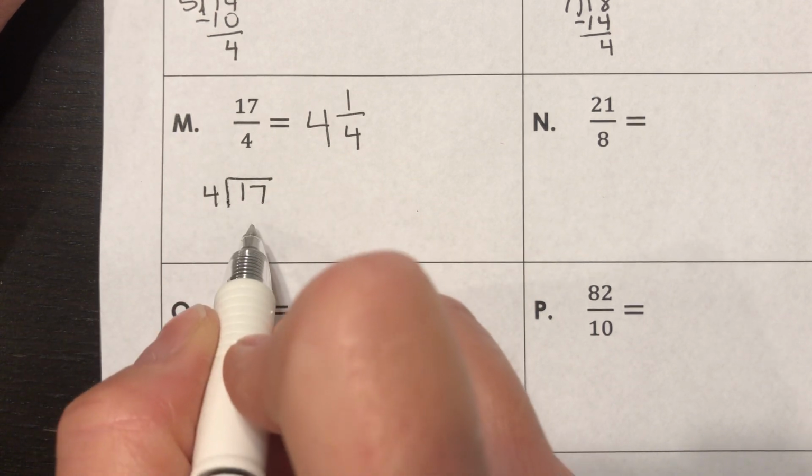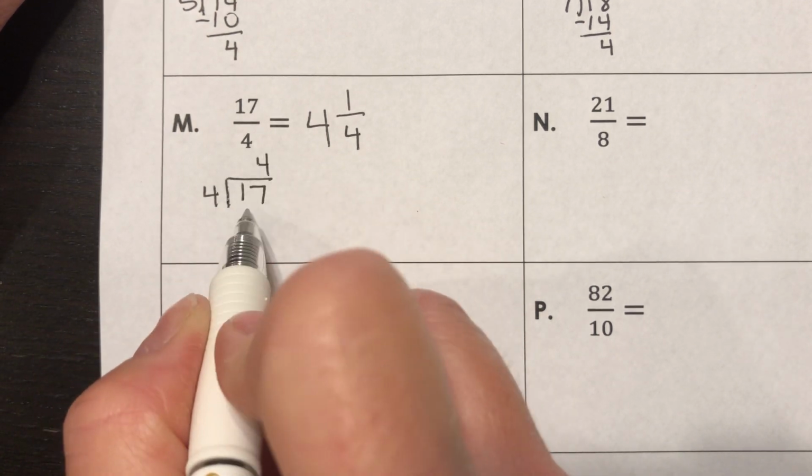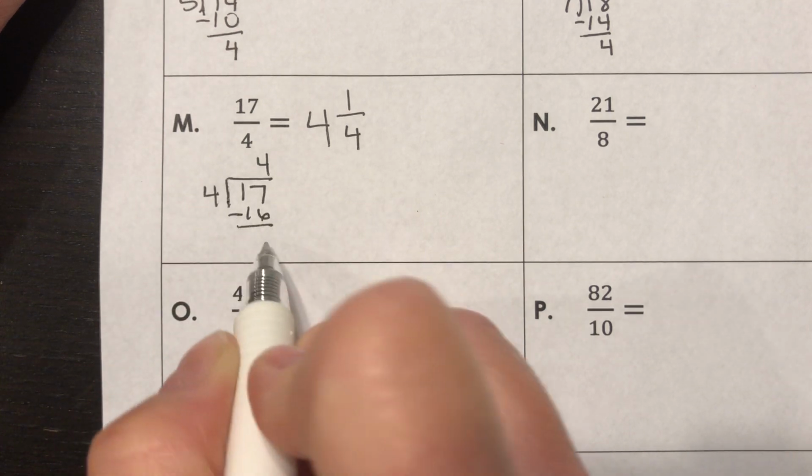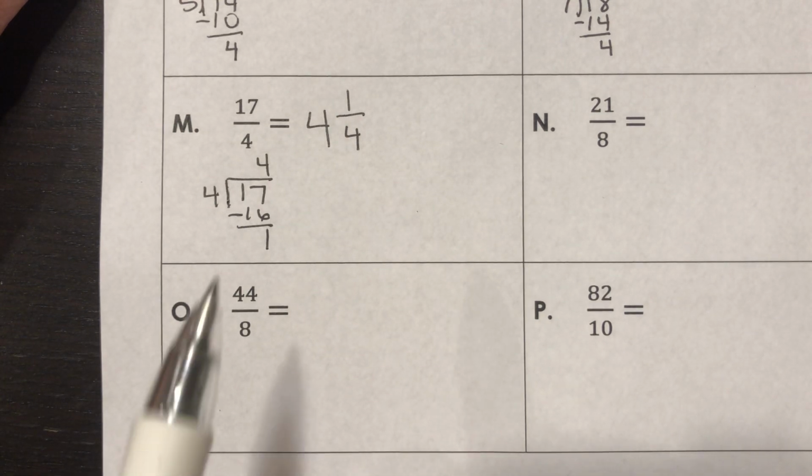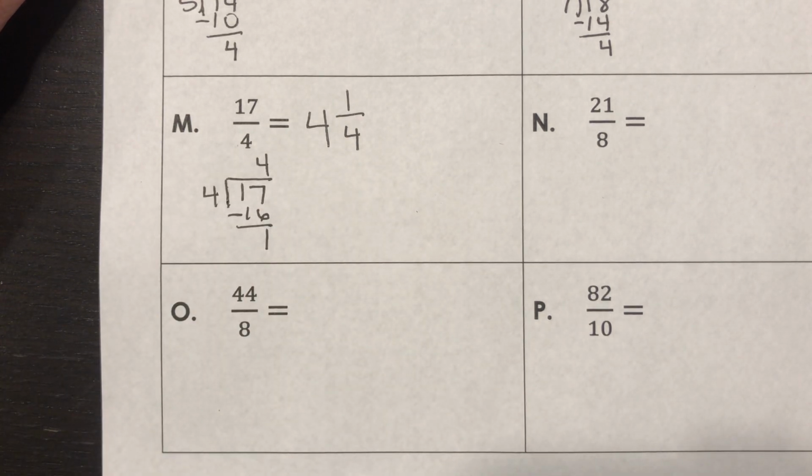4 times what gets me closest to 17? Well, 4 times 4 does. That's 16. There's one left over. That left over one is my new numerator, and your denominator does not change.